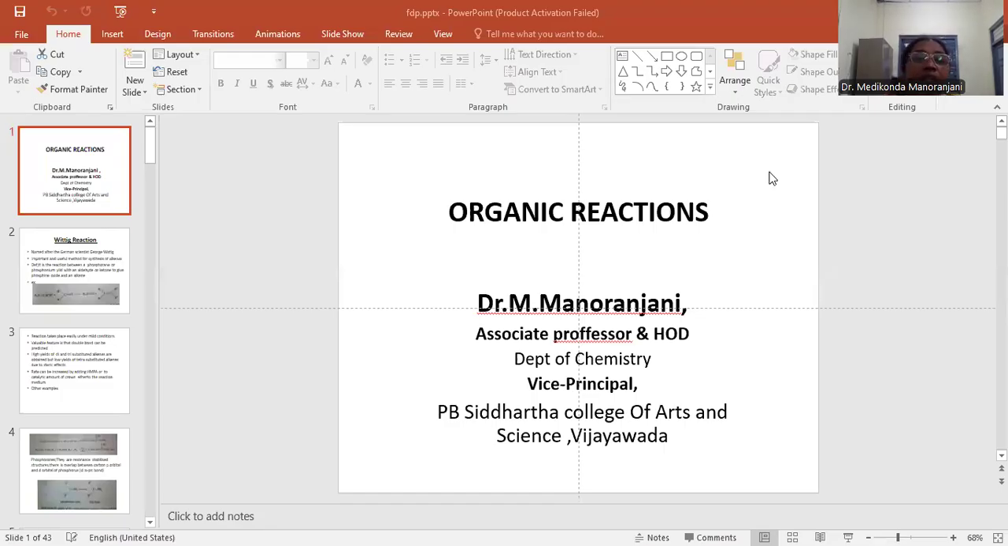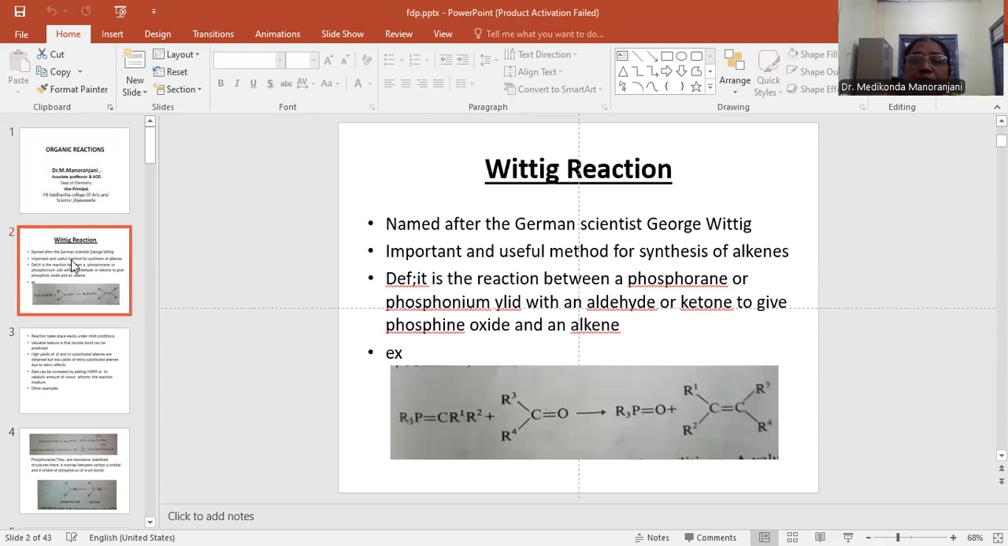Hello students. Today we are going to see the topic organic reactions. First of all, we will start with the Wittig reaction. This reaction is named after the German scientist Georg Wittig. It is an important and useful method for synthesis of alkenes.